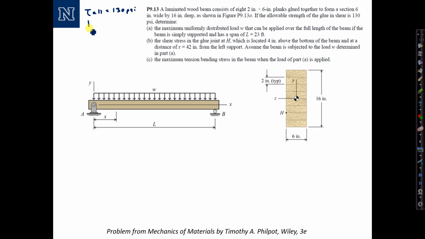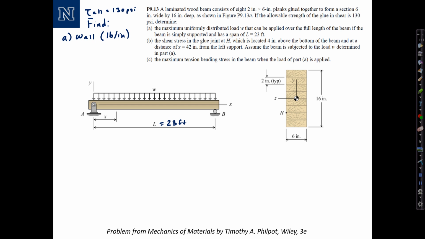Okay, so we are asked to find, in part A, the maximum uniformly distributed load W that can be applied over the full length of the beam if the beam is simply supported and has a span of L equals 23 feet. So part A, we find W allowable for those conditions, and since the tau allowable is given in psi, we'll go ahead and take our working units as pounds and inches, so we'll find W allowable in pounds per inch.